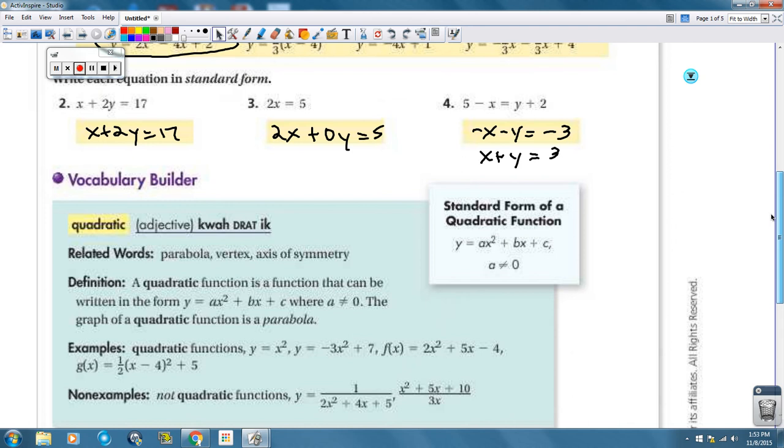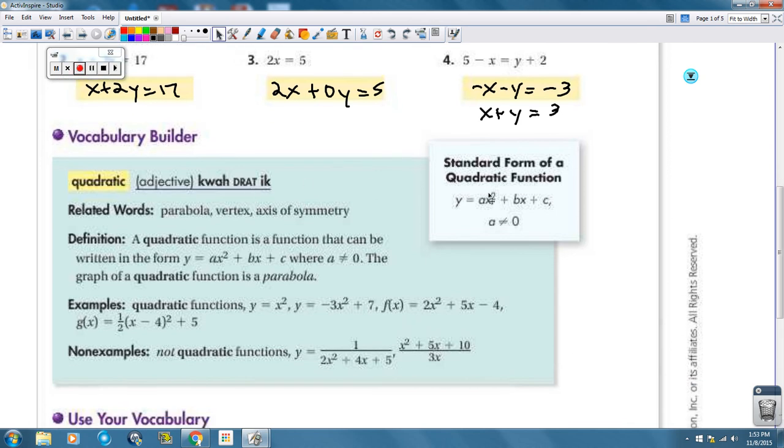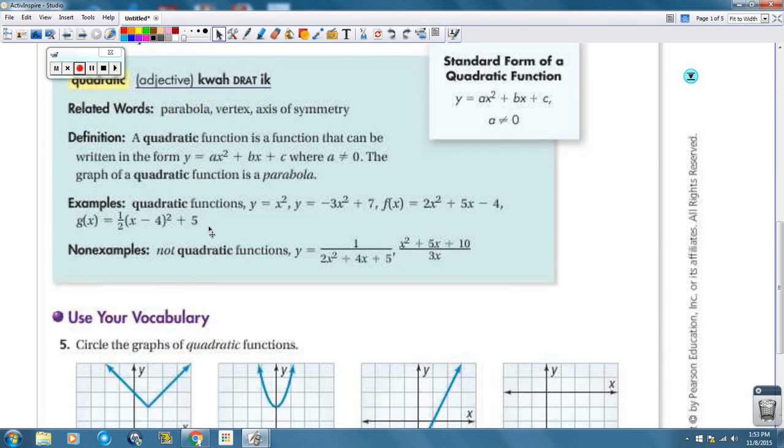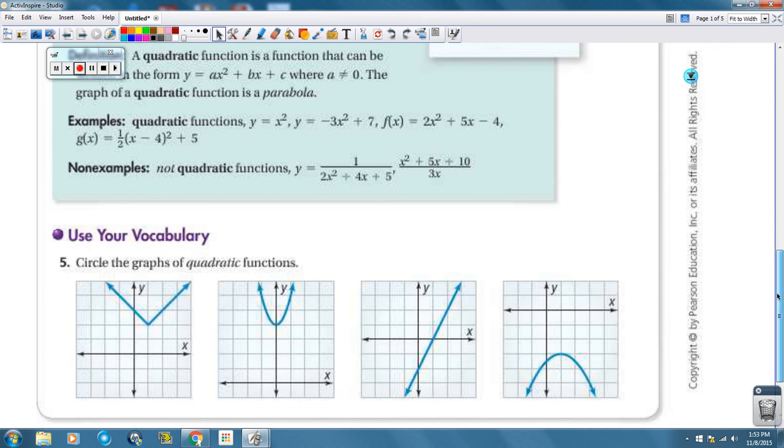So here we're looking at our vocabulary. Quadratic, there it is, y equals ax squared plus bx plus c. A, of course, cannot be 0 because then it's not squared. A quadratic function is a function that can be written in this form, where a is not 0. The graph is a parabola. We talked about this previously. So your quadratic functions, you notice each of these has a squared term. That's what you're looking for. Examples of ones that are not: when you have a variable in the denominator of a fraction, it's not quadratic.